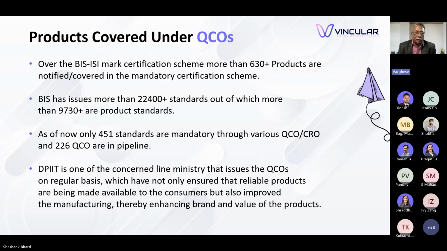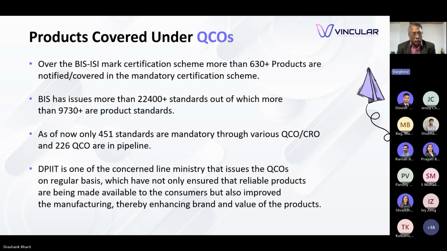As of today, BIS has formulated more than maybe 35,000 standards, but many standards have been withdrawn. So as on today, the valid standards are around 22,400, out of which 9,000 plus standards are for products. And we in BIS are operating more than 55,000 licenses on various categories, on various products, on various schemes.